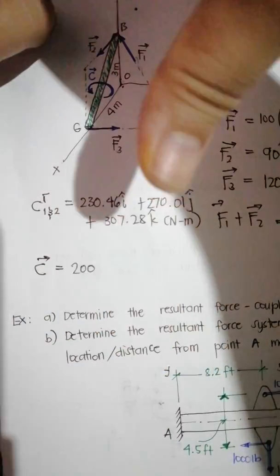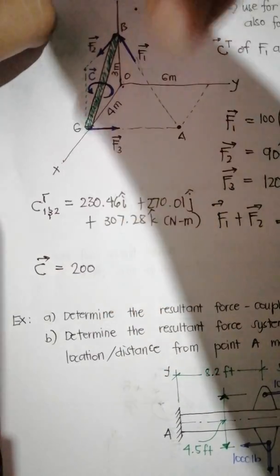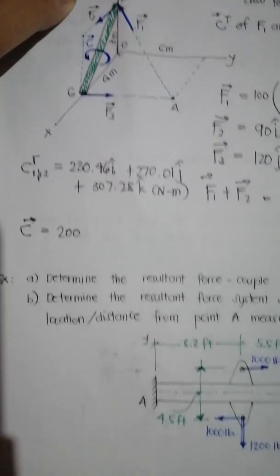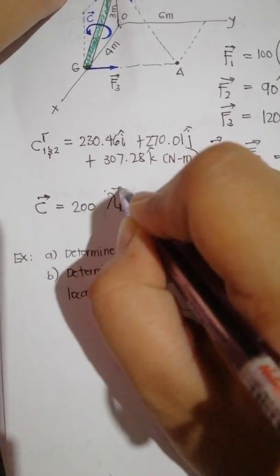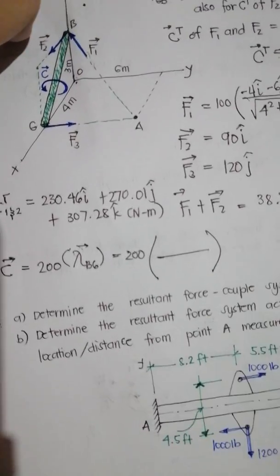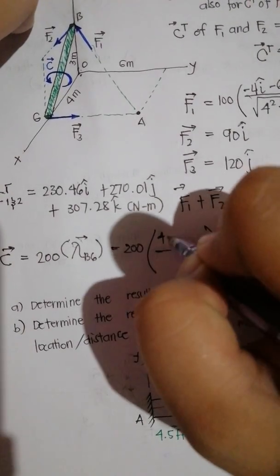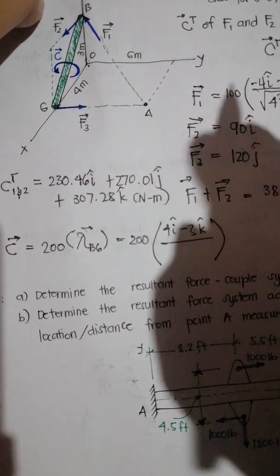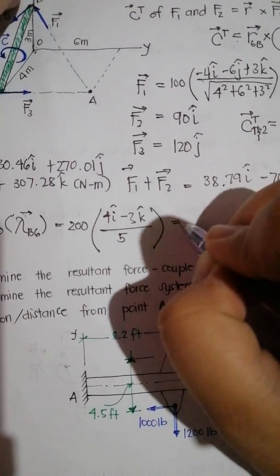Because if we point from B to G, tapos following this rotation, I'll have an easy curl of my hand. So, therefore, the force vector is actually towards G, from B to G. So we'll have to use the unit vector from B to G. Okay, so I have 200. So from B to G, we'll have for x, that's 4i, then we have minus 3k hat. Walang j. Okay, so this is over 5 because square root of 4 squared plus 3 squared is 5.